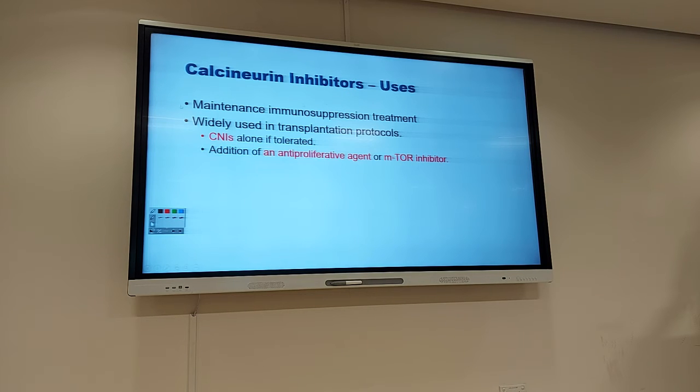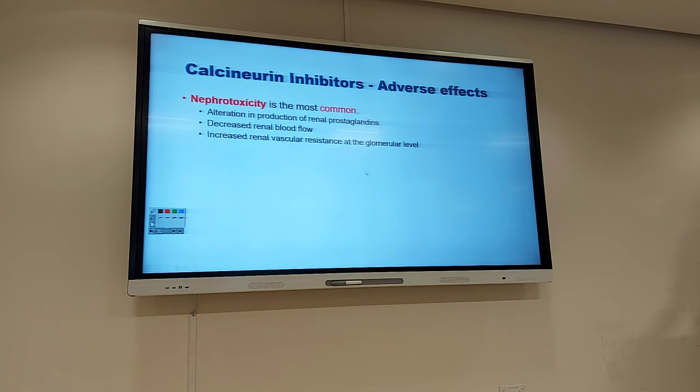But the main use is as maintenance immunosuppressants. CNIs alone are tolerated, but they can be used in combination with other therapies, so anti-proliferative agents and mTOR inhibitors.